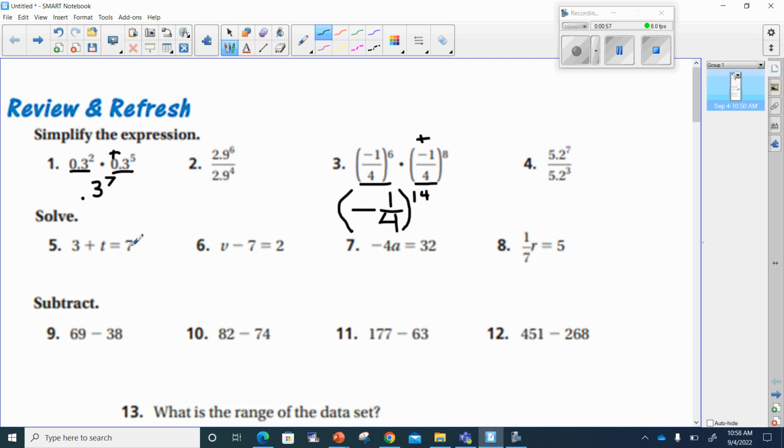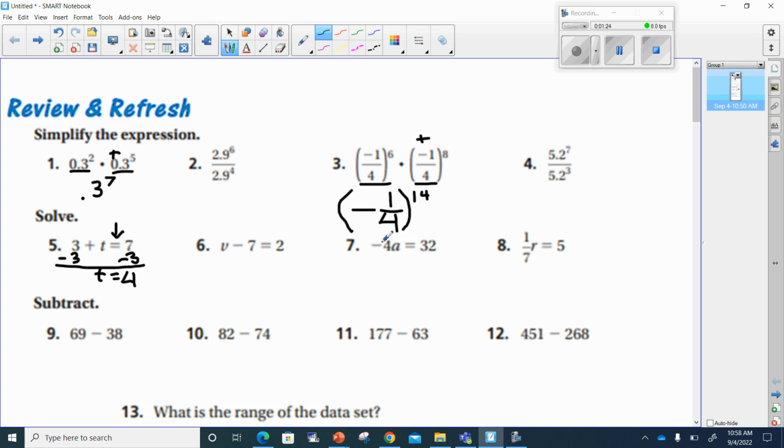All right, let's go to number 5. 3 plus t equals 7. This is a one-step equation, which means I've got to take this number, bring it over here, so t equals something. The only way to get rid of 3 is to subtract 3. And whatever I subtract from one side of the equal sign, I've got to subtract from the other side. That is the rule of equalities. So that leaves me t over here, and 7 minus 3 is 4, so t equals 4.